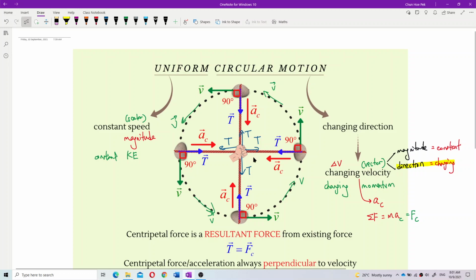Now I will rub this off. I just want you to focus on these several things.